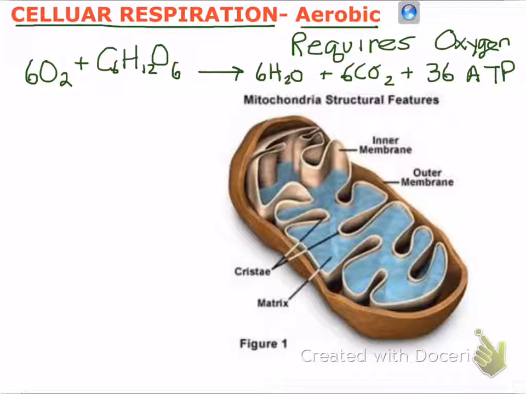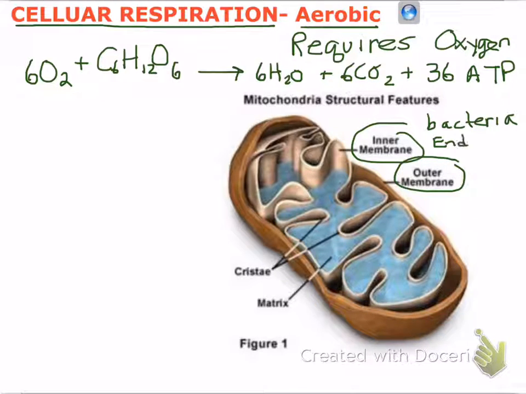The mitochondria is where cellular respiration takes place. Notice that the mitochondria also has an inner membrane and an outer membrane, just like the chloroplast. This is evidence that the mitochondria used to be a bacteria. The theory of endosymbiosis can tell you more about this. But this double membrane is a strong piece of evidence that this mitochondria used to be a little prokaryotic organism.